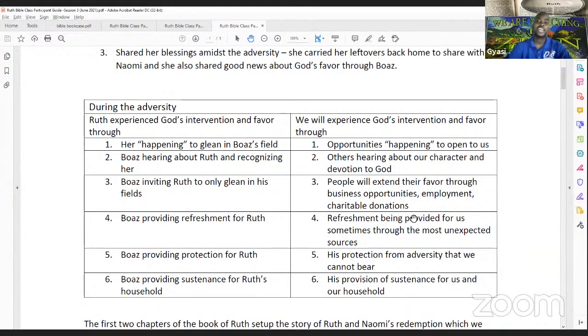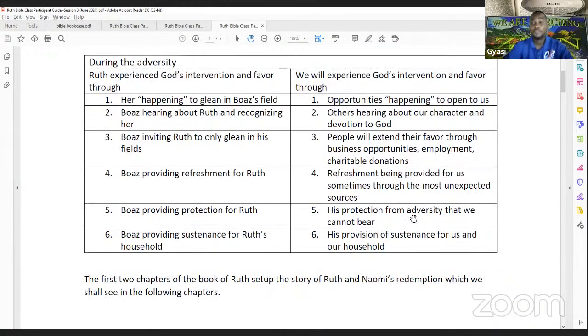And we too will get that favor through business opportunities, through charitable donations. We will find during our times of adversity, when we take initiative and we persevere, that we will get that favor from people. It may not even be in ways that we imagined or could even think of, but God will extend his favor through people. He will use people who we may not even know to extend that favor to us, to extend that protection and to provide sustenance for us.